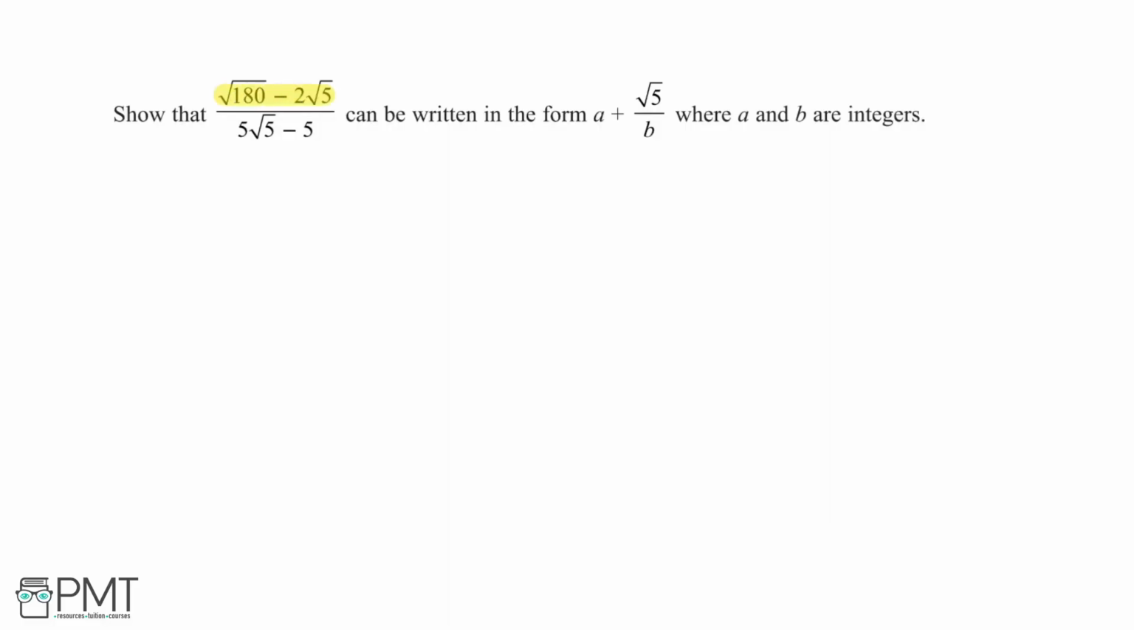To show that the square root of 180 minus 2 root 5 over 5 root 5 minus 5 can be written in the form a plus root 5 over b, where a and b are integers. And this question is worth 4 marks.